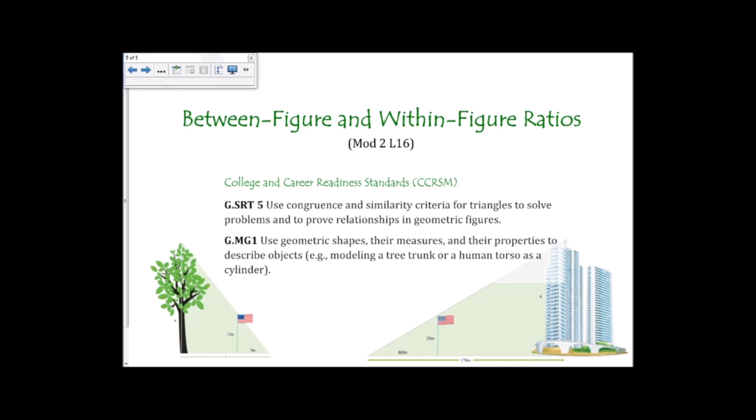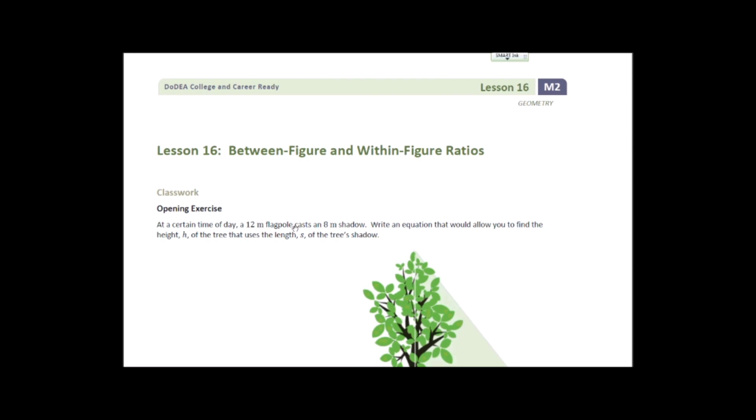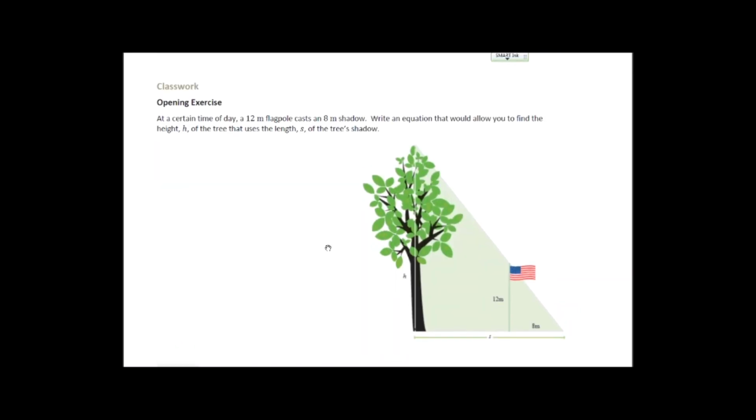This lesson covers two CCRSM standards. The first we've seen before, where we're using similarity to solve problems and prove relationships in geometric figures. The second one is to use geometric shapes and their measures and their properties to describe objects. So answering mathematical questions about things we interact with in the physical world, like tree trunks and human torsos and other things that are geometric in shape, but aren't really just geometry shapes. Anyway, let's get started. Lesson 16 starts off with this problem, which has to do with shadow length.